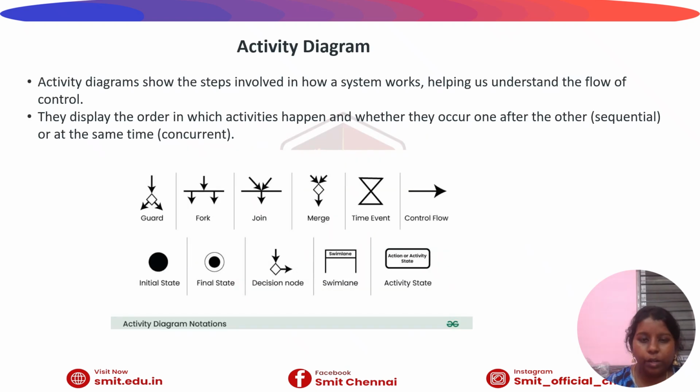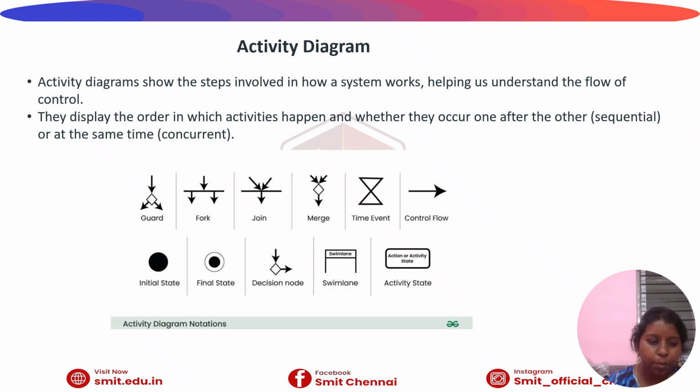Next is the activity diagram. It specifies the flow of control step by step, and also specifies how it works concurrently and sequentially in the same order. The notations of the activity diagram are the initial state. The initial state indicates the start of an activity diagram.